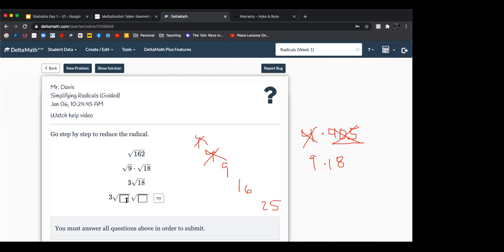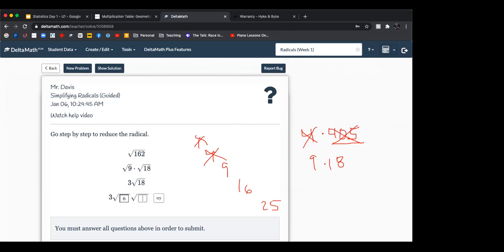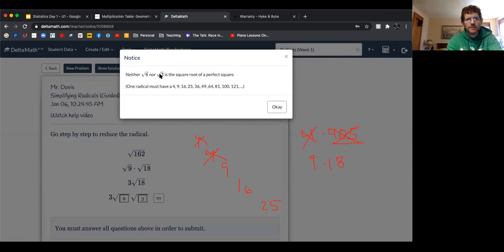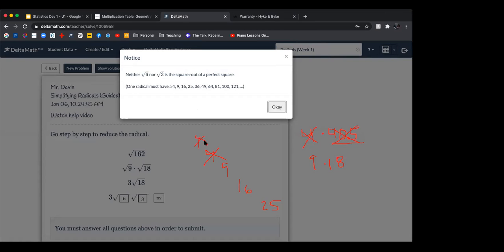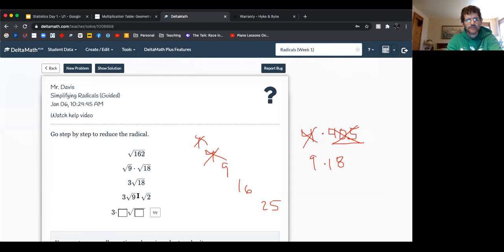6 and 6 times what? 3. So let's try that. Whoops. Neither of these are perfect squares. Okay. 9 and 2. There we go. Look at that. 3 times 9, square root of 9 times square root of 2. So what is the square root of 9? Well, we just did this one. Square root of 9 is 3. We know that. And 2.